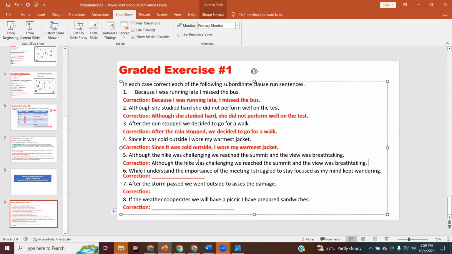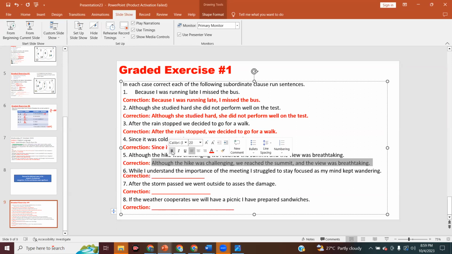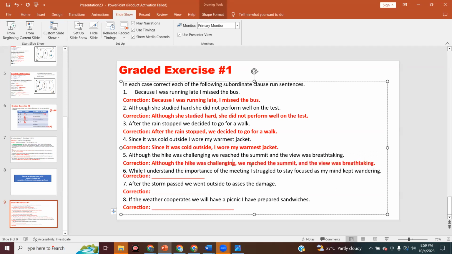Although the hike was challenging, comma, we reached the summit, comma, and the view was breathtaking. How many persons got that? Yes. I got it. Very good. Although the hike was challenging, comma, we reached the summit, comma, and the view was breathtaking. Very good.